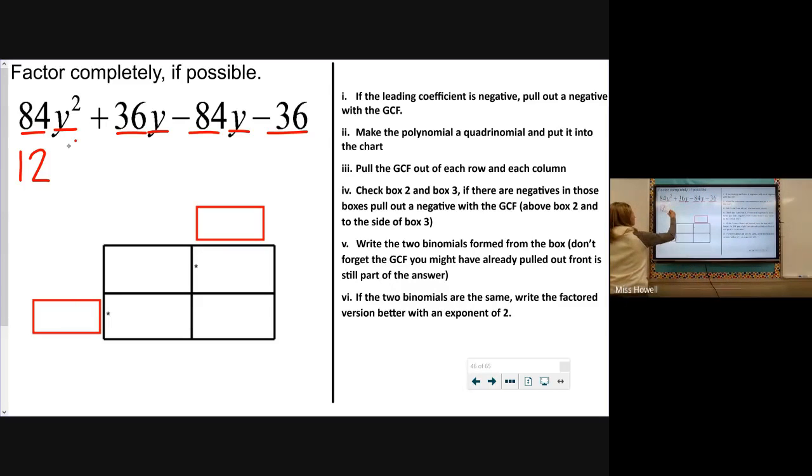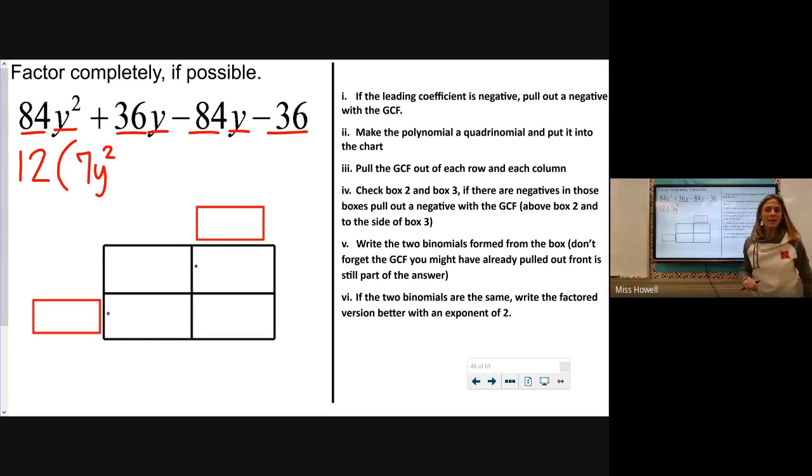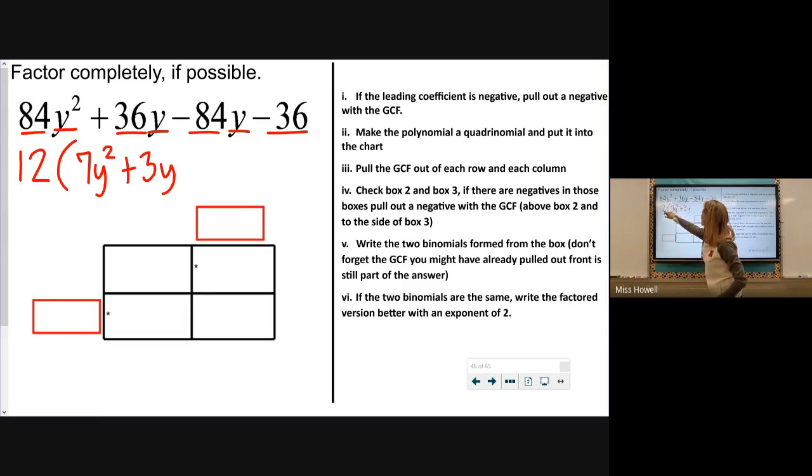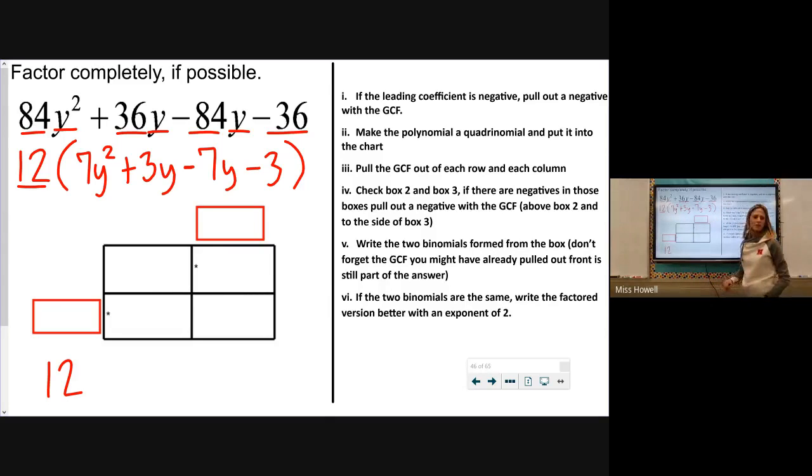All right, so let's think of our leftovers here. We need to divide and see what's left over. 84 divided by 12 would give us a 7y squared left over. 36 divided by 12 would give us a 3y left over. Again, we have an 84 here that's getting divided by 12, but it's negative, so now minus 7y. And then a negative 36 getting divided by 12 gives us a negative 3. Don't forget, this factor of 12 is done. Bring it down here for your final answer, because this polynomial still has a degree of 2 or higher, so we have to keep going with it. We have to go to our chart and see if we can factor it further.